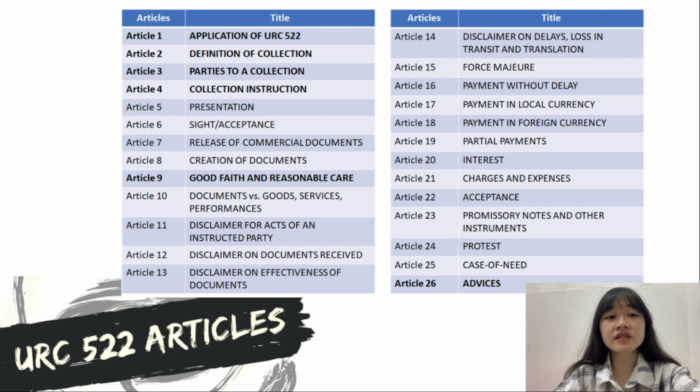Besides, Article 9 is also important because the bank will act in good faith and exercise reasonable care for the participants. Lastly, Article 26 refers to advice by the bank. Collecting banks are to advise in accordance with the following rules, which is form and method of advice of payment, acceptance and non-acceptance. That's all from me.